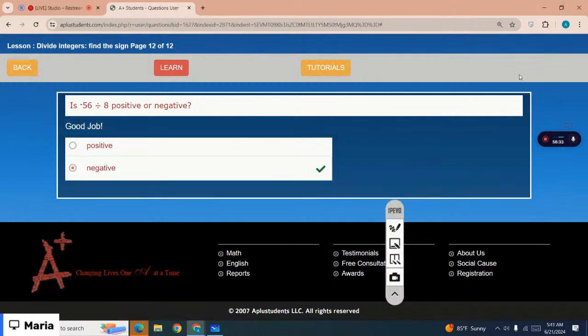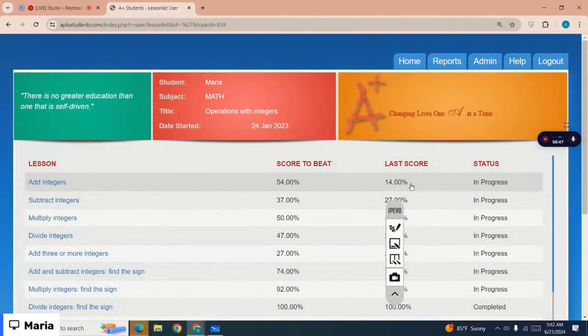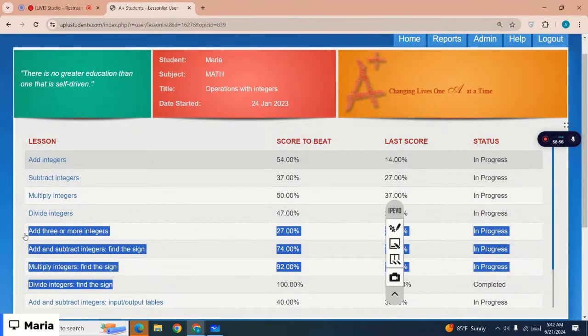Okay, we are done with the lesson. What we have covered today are add three or more integers, add and subtract integers, find the sign, multiply integers, find the sign, and divide integers, find the sign. So please make sure before the next session you complete all the practice questions for the lessons we just did. That is your homework until the next session, right?